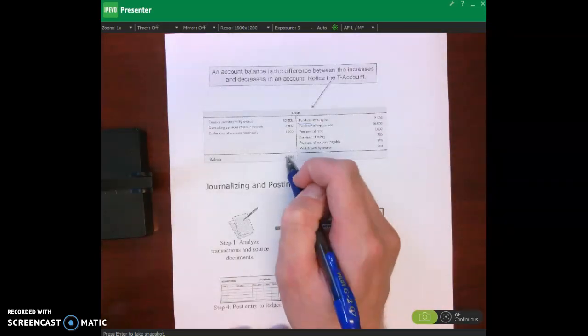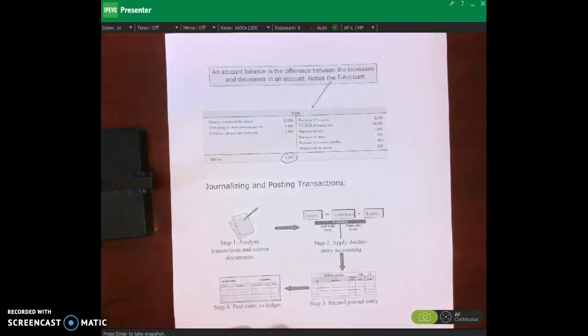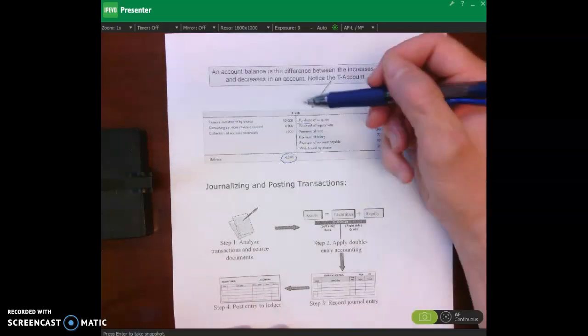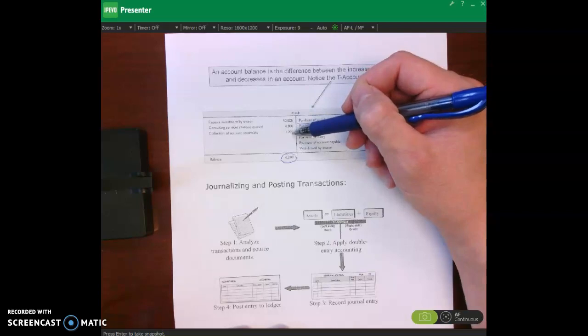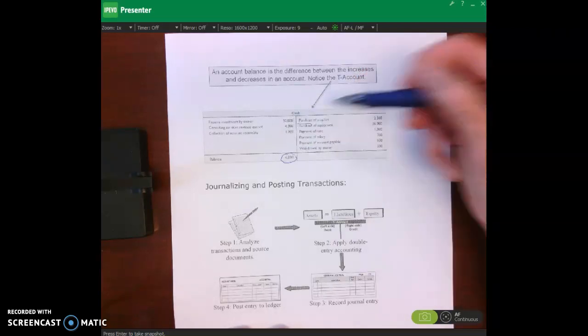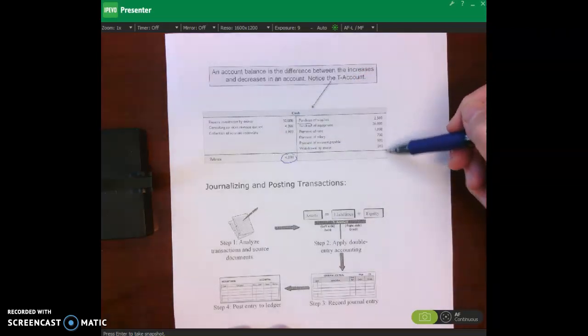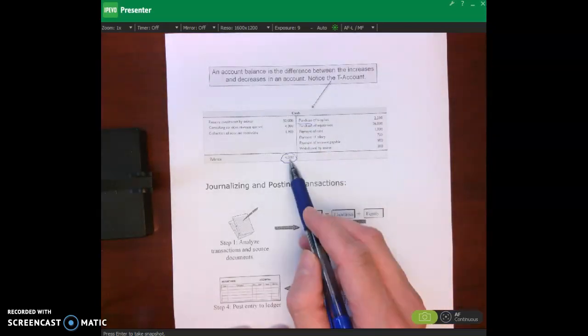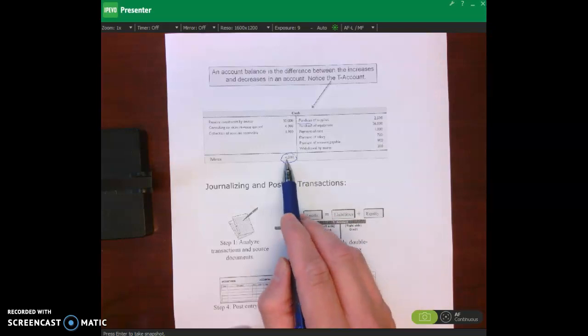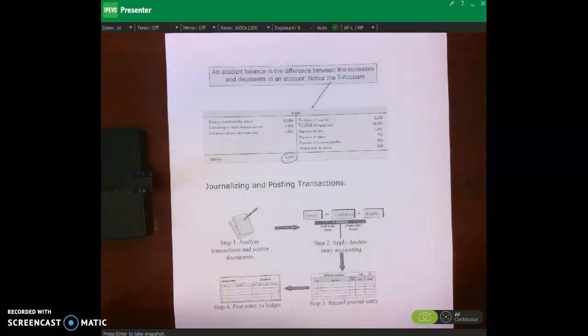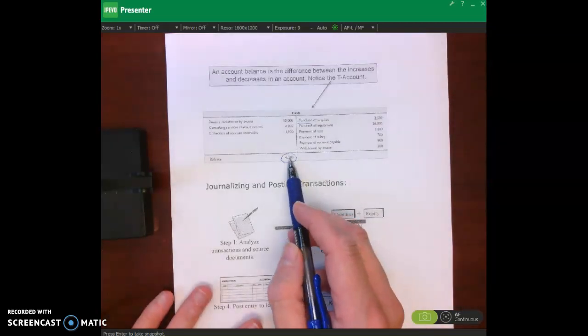So if we look over here, we can see the balance is $4,800. How did I get that? We take the $30,000 debit plus the $4,200 debit plus the $1,900, all the debits to cash, and we subtract all the credits to cash. And then we come out at a $4,800 debit balance. Remember, as I was saying in the last lecture video, the normal balance for an asset account is a debit. That's why this is $4,800 debit.